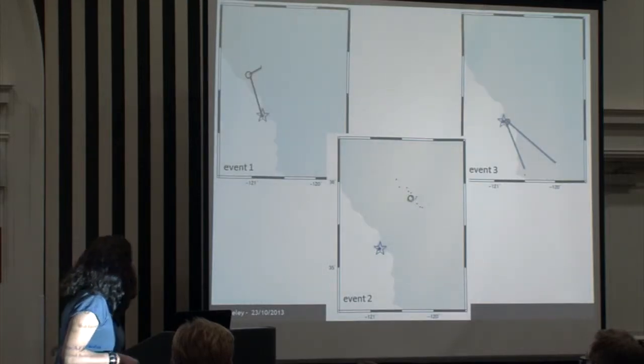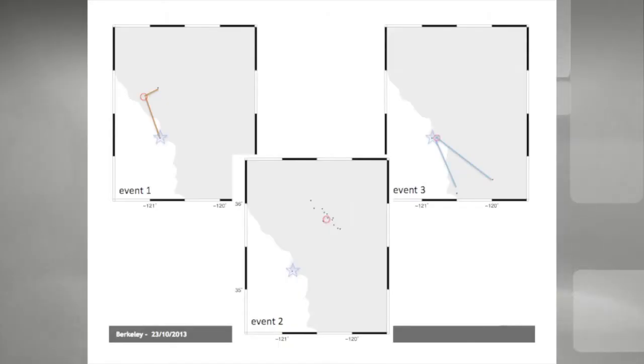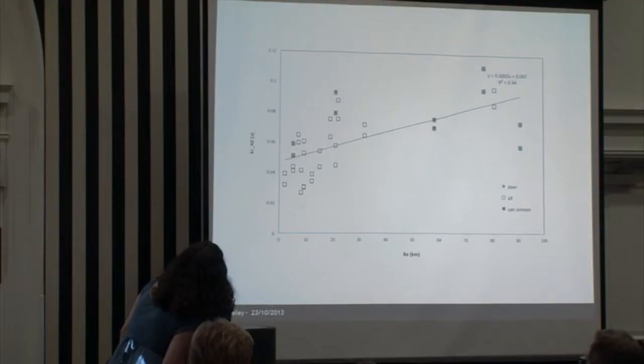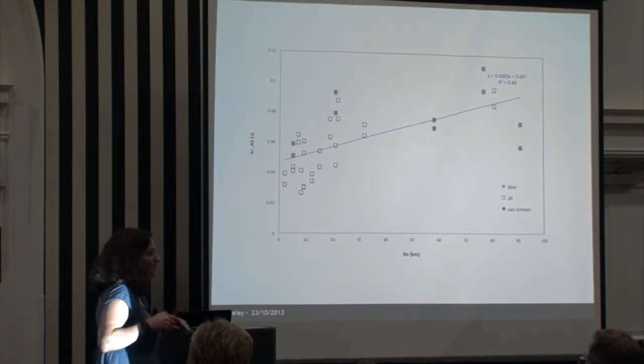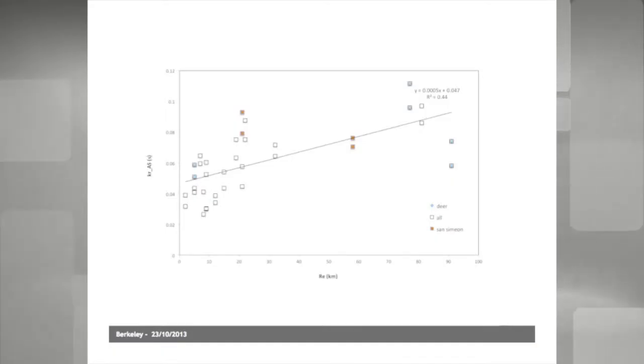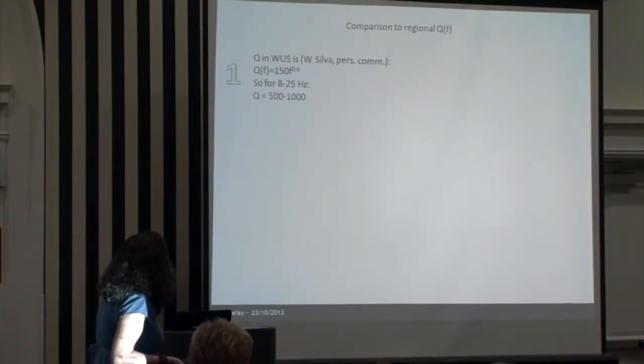This is just showing the different paths for event 1 and event 3. The colors are not showing really well, and in any case, that doesn't matter because it's just to say that the different paths sampled by the waves don't really help us sort out the scatter.